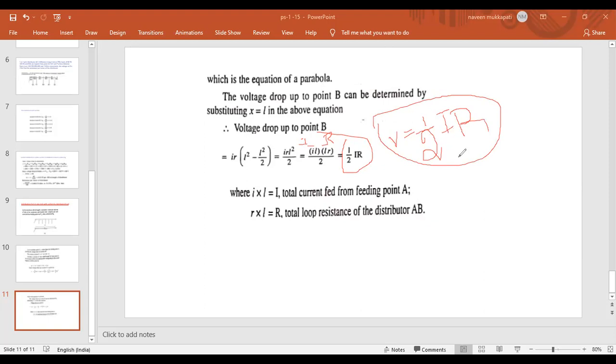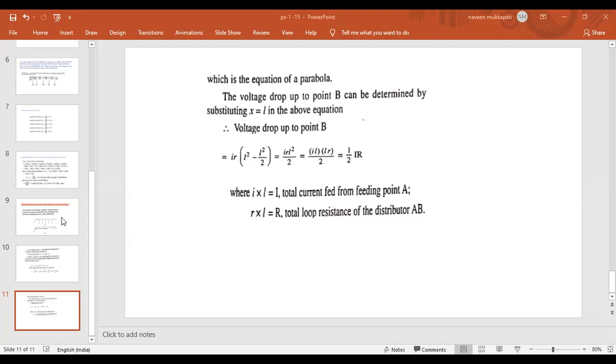Understand? Next, I into L is equal to I, the total current fed from the feeding point A. Next, R into L is equal to capital R, the total loop resistance of the distributor. So the voltage drop is half into IR.